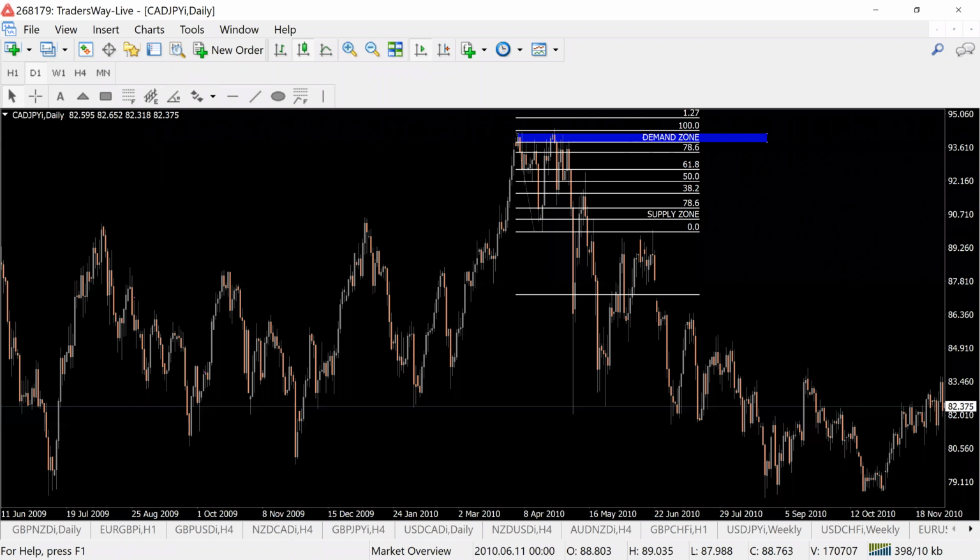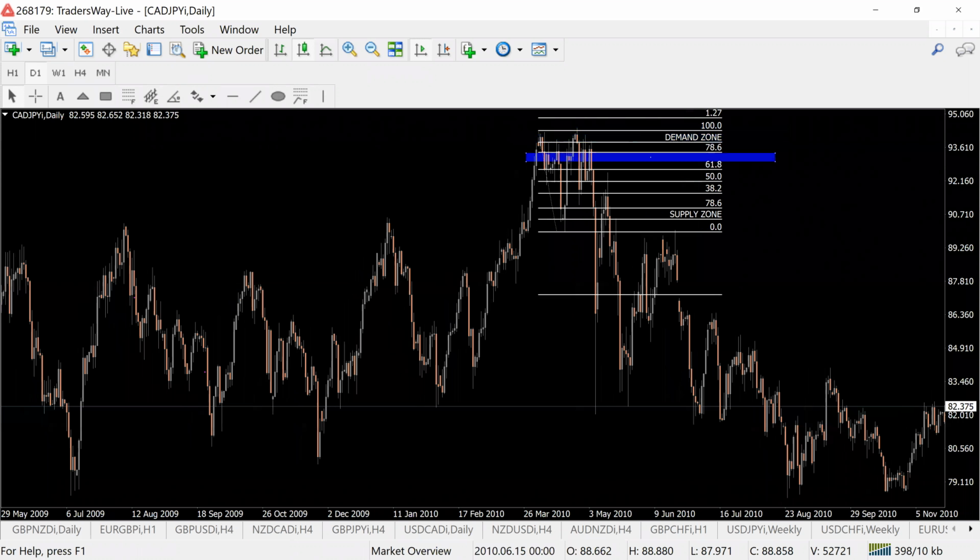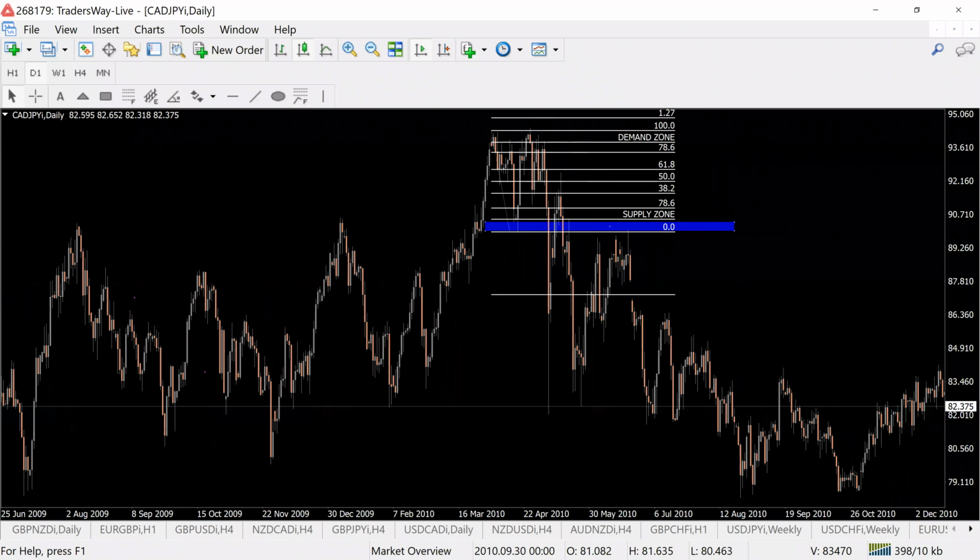Because it failed to break that level, I'll just take this box and bring it down to this zone here. Now look what happened. When the market broke that zone, it came back and retested that box and dropped. Guys, do you see how simple that is? Any questions before we leave?